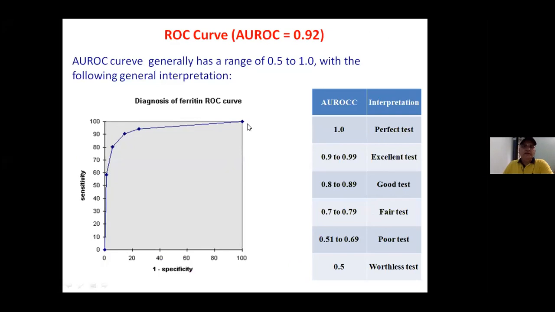I will show you how to compute the area under the curve. If the area under the curve is 1, which is hardly achieved, then you have a perfect test. There is no false positive, there is no false negative, all are on the diagonal. But if it is between 0.9 to 0.99, excellent test. If it is between 0.8 to 0.89, good test. If it is between 0.7 to 0.79, fair test. And if it is between 0.51 to 0.69, poor test. And if the area under the curve is below 0.5, it's a useless test. You should not apply this test at all.